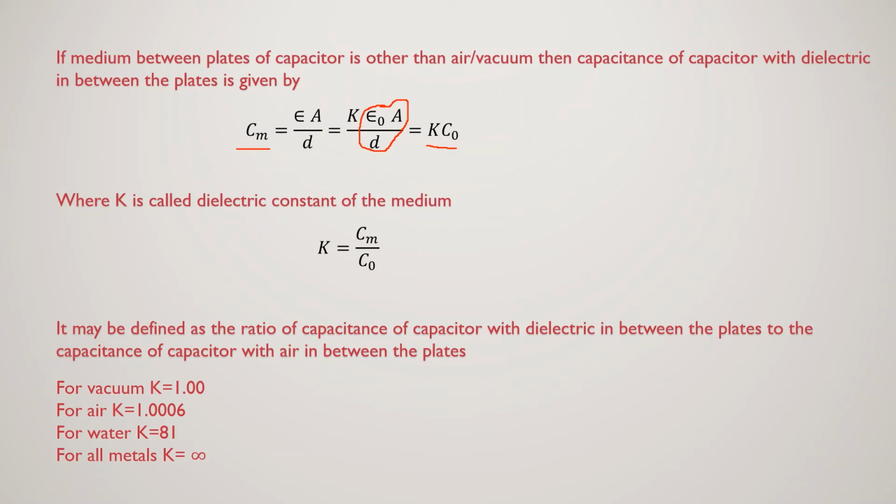For vacuum, the value of this K is 1. For air, K is 1.0006. This is taken approximately equal to 1. For water, K equal to 81. And for all metals, K is equal to infinity.